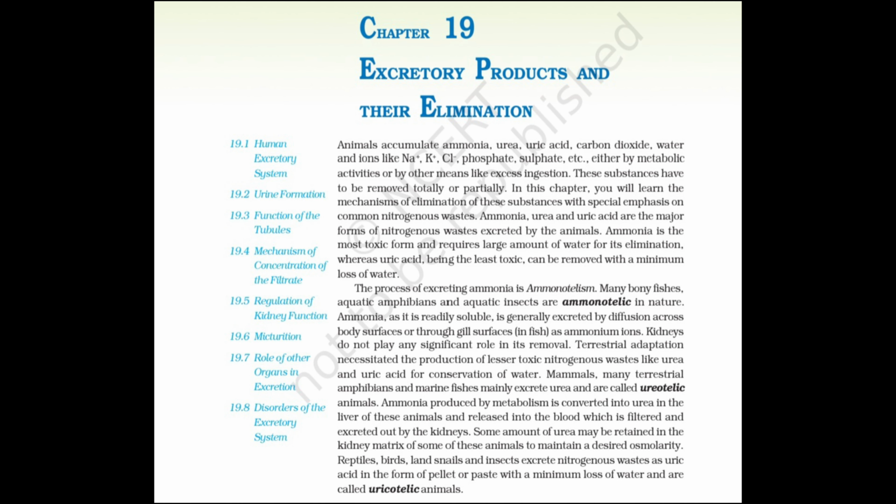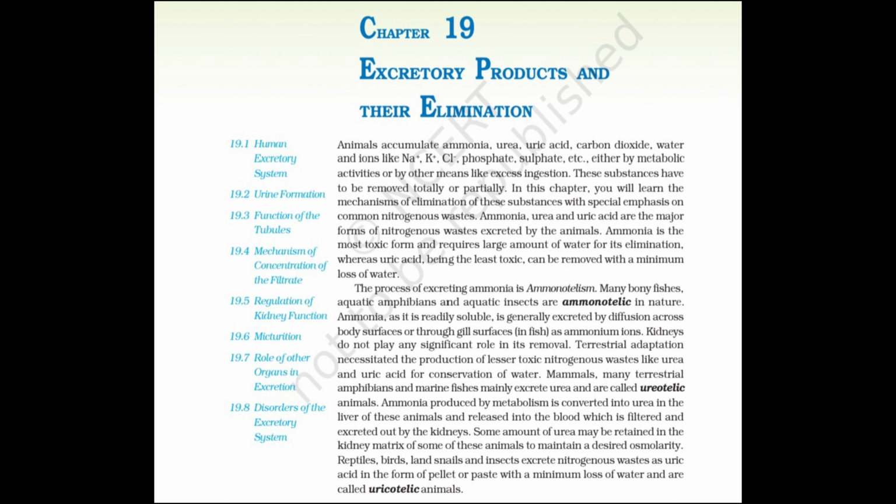Chapter 16: Excretory Products and Their Elimination. Animals accumulate ammonia, urea, uric acid, carbon dioxide, water, and ions like Na+, K+, Cl-, phosphate, sulfate, etc., either by metabolic activities or by other means like excess ingestion. These substances have to be removed totally or partially. In this chapter, you will learn the mechanisms of elimination of these substances with special emphasis on common nitrogenous wastes.